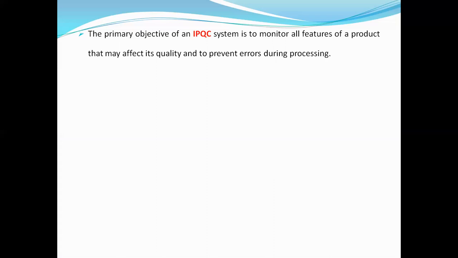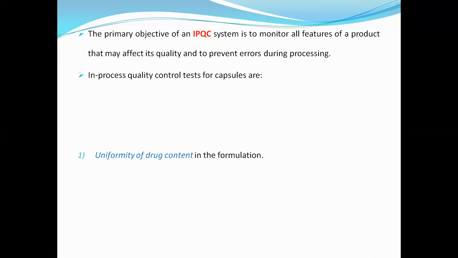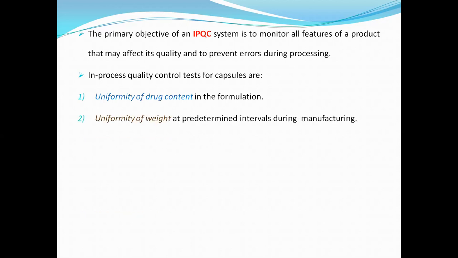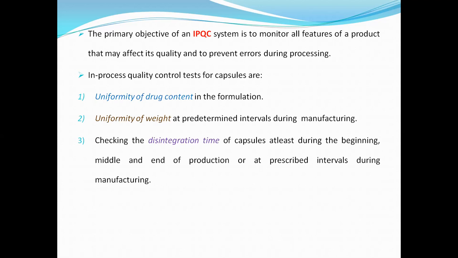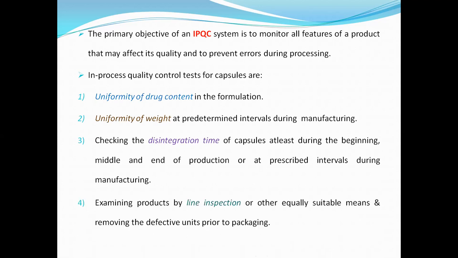The major primary object of an in-process quality control system is all features of the product that may affect its quality. Continuing with that, in-process quality control, I have discussed the in-process documentation, right? And in this situation, examining the products by line inspection.